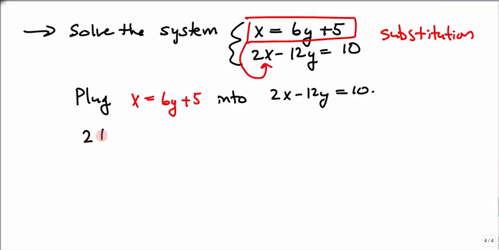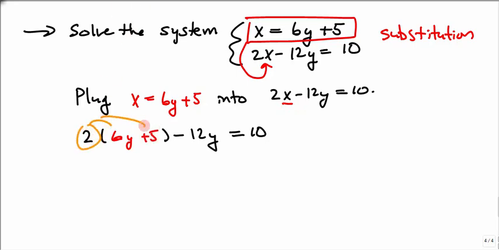Okay, so 2x minus 12y equals 10. Now in place of this x, I'm going to put in 6y plus 5. Now we'll take the 2 and distribute, so I have 12y plus 10 minus 12y equals 10. And then I want to solve for y, but let's look at what happens. The 12y minus 12y cancel, and I'm left with 10 equals 10.